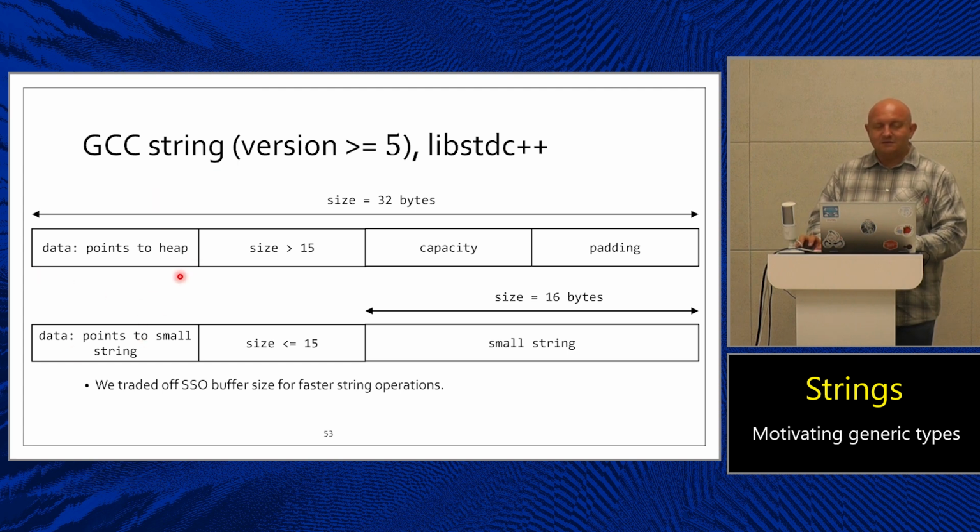We lose data and size, but except for capacity, we also add some padding to have 16 bytes for small string optimizations. And data may point to the heap if there are capacity and padding, or point to the small string if there is a size.